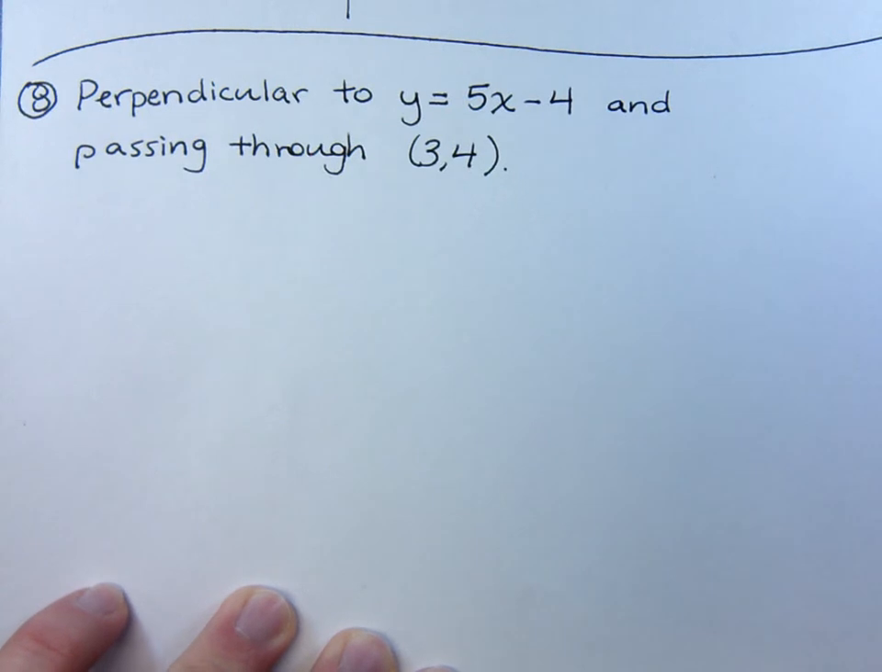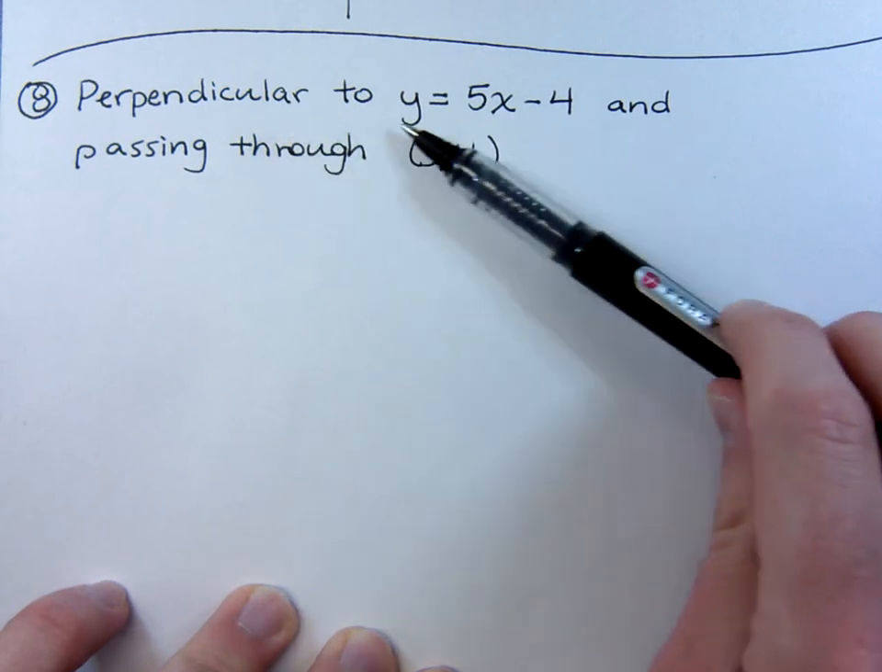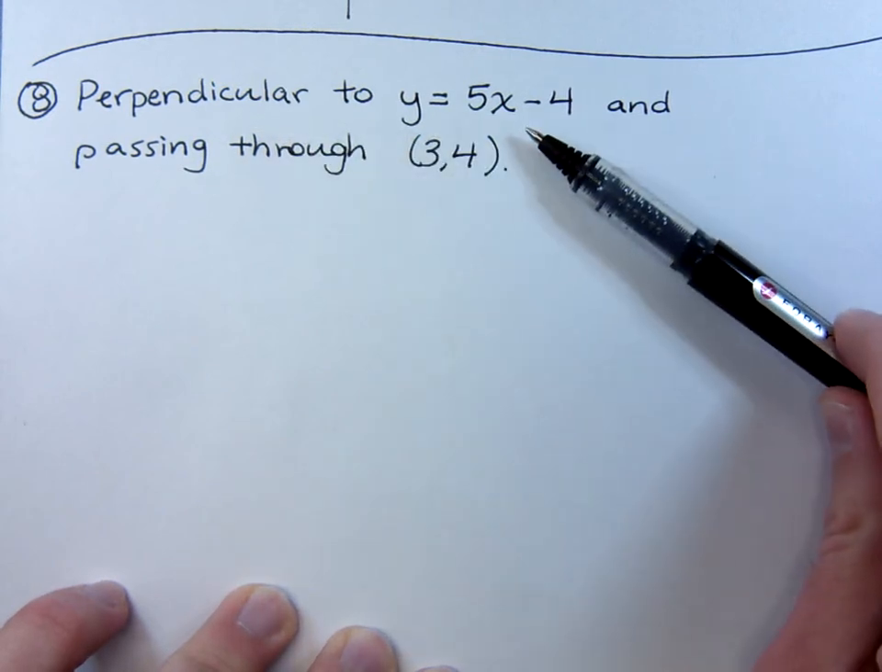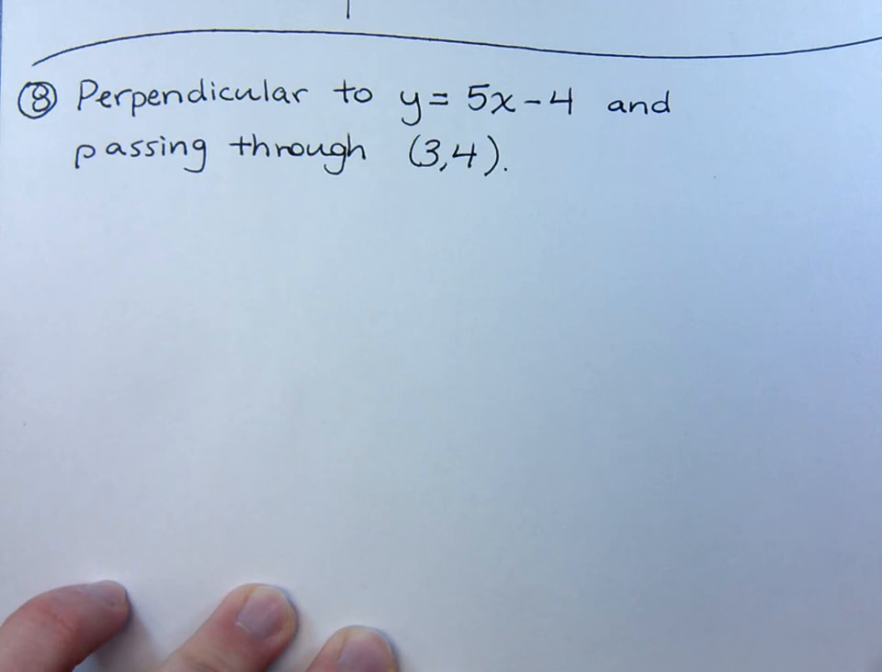Alright, we just looked at finding an equation of a line parallel to another one. In this example, we want to look at finding an equation of a line that is perpendicular to, in this case, y equals 5x minus 4. Now remember, with perpendicular lines, the slopes are negative reciprocals.